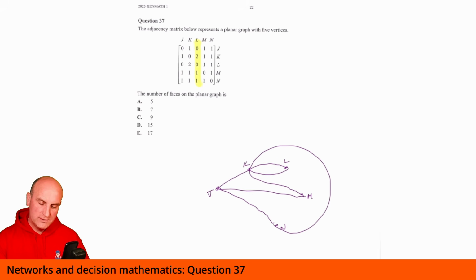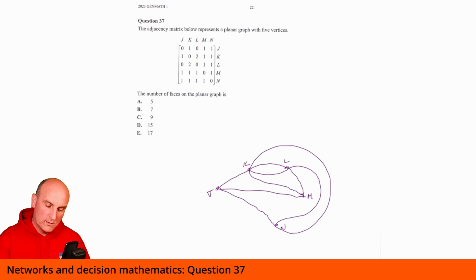L is connected to J, no. L is not connected to J, nope. Two connections between L and K, yes. No connection from L to L. L and M have got one connection, and L and N has one connection.